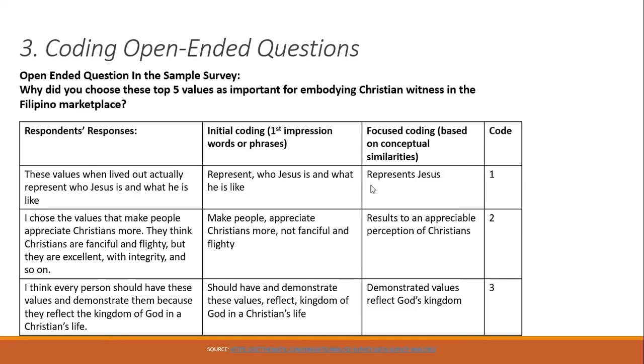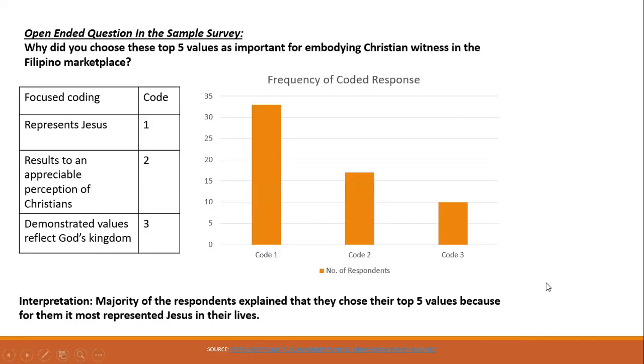Now, answers that have conceptual similarities to representing Jesus is number 1, code 1. Answers to why did you choose these top 5 values? For them, it results in an appreciable perception of Christians. That's code 2. For these people, it demonstrates the values that reflect God's kingdom. That's code 3, and so on, until you code all the answers with conceptual similarities. And I can say, for example, out of the 60 respondents, these three codes are the most common answers.